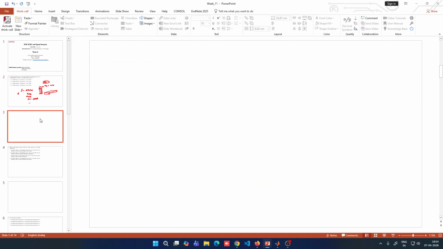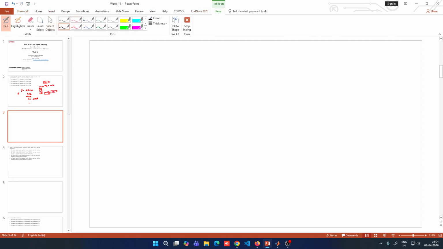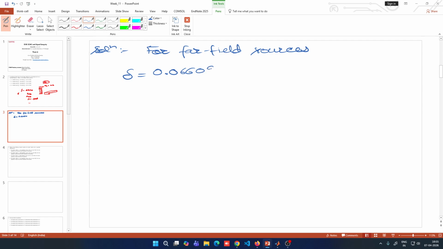No, sir. So we will move on to the solution. We know that for far field sources, we have to use the far field formulas. For far field sources, skin depth is given by, so I'm directly writing the formula here because it will take some time if I derive it again. I'm directly using the formula which has been derived by the professor. 0.06609.